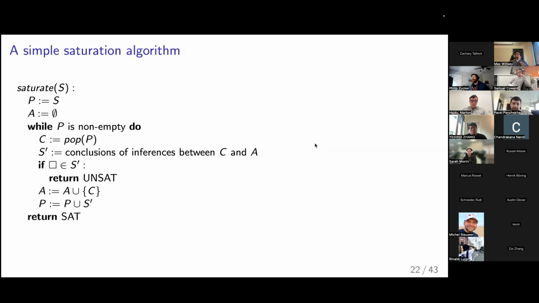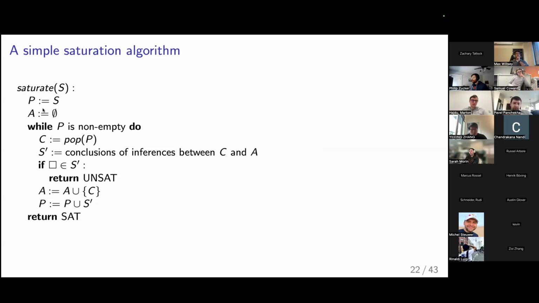Okay, and I have also said that I want to talk about saturation, so saturation-based reasoning. In general, saturation-based reasoning is just a way to organize how we enumerate inferences, basically, given some inference system. And here's a simple saturation algorithm that suffices for our purposes. So we want to saturate a clause set S, and we do this as follows. We will maintain two clause sets, P and A. P is the so-called passive set. These are clauses that do not yet participate in inferences.